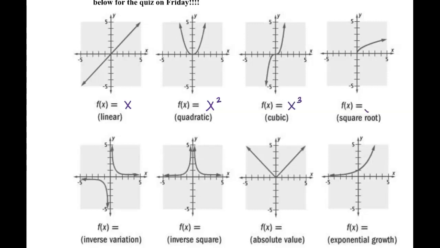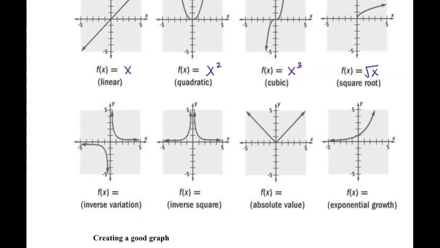Square root, square root of x. Yeah, the names aren't too hard to memorize at least, huh? Inverse variation, this is f of x equals 1 over x. Inverse square, 1 over x squared. And then absolute value of x, exponential growth is b to the x, okay? And we're assuming right now this is b is greater than 1, so it's exponential growth. Exponential decay is when b is less than 1, so this is going upwards versus going downwards.